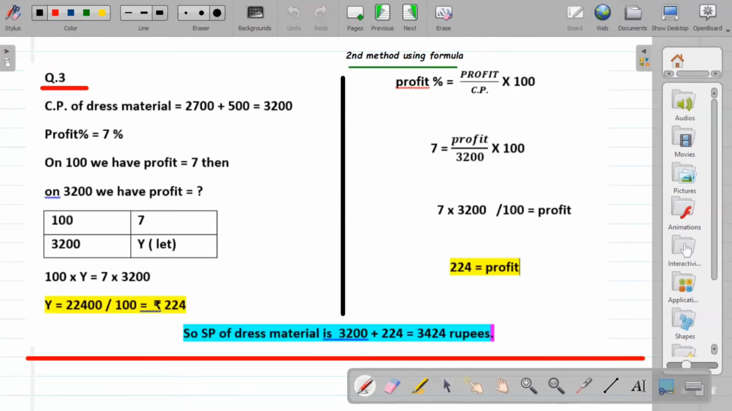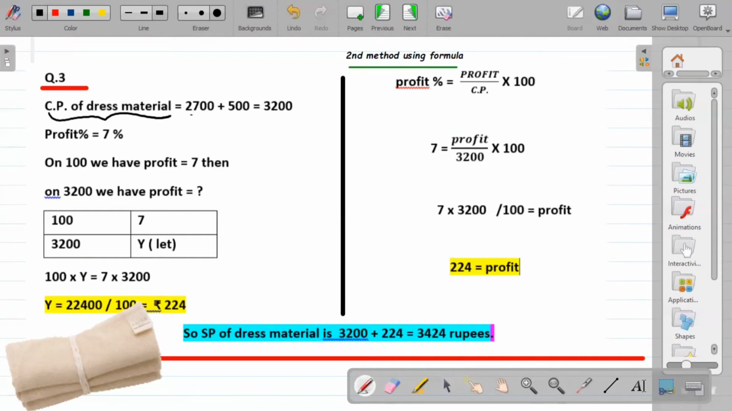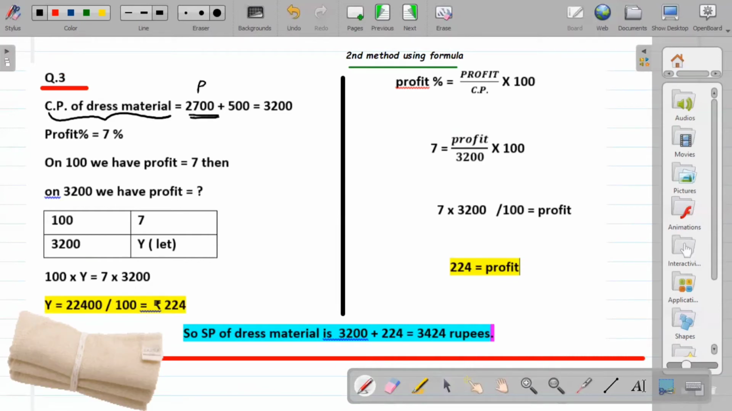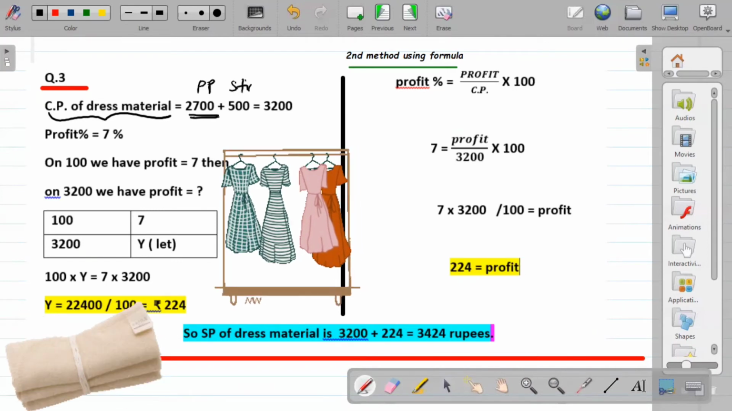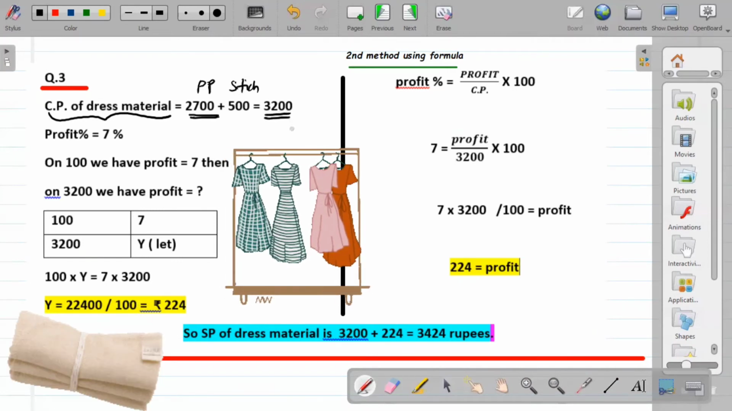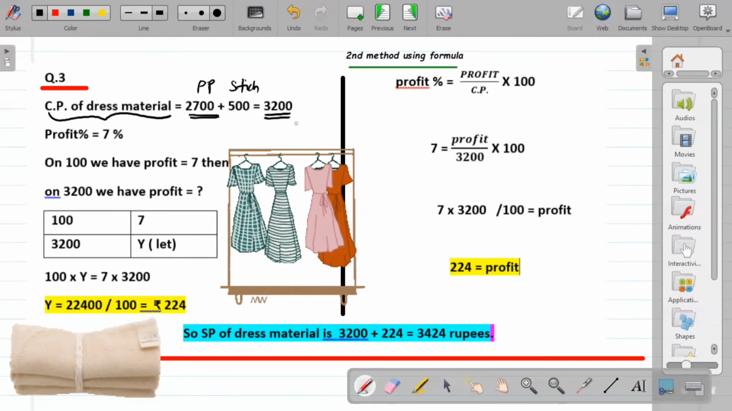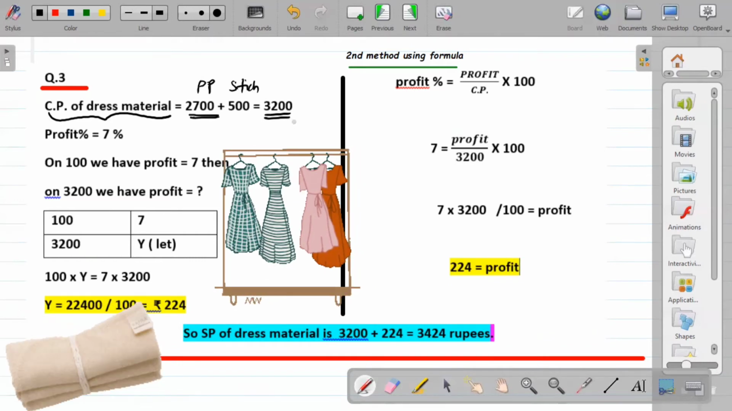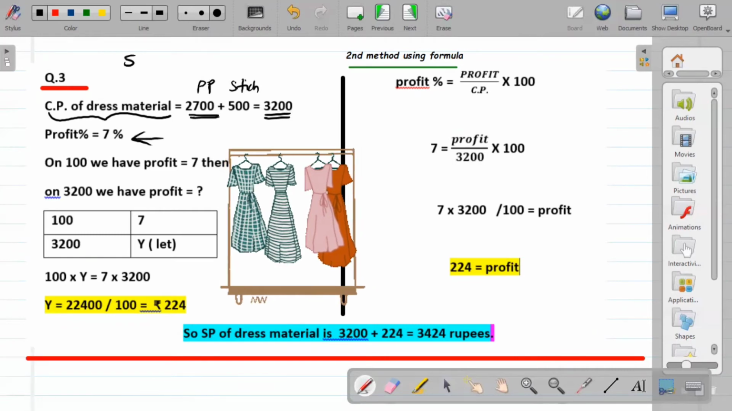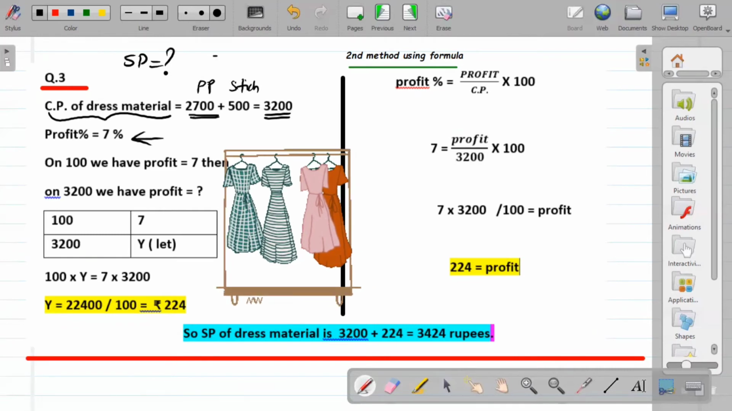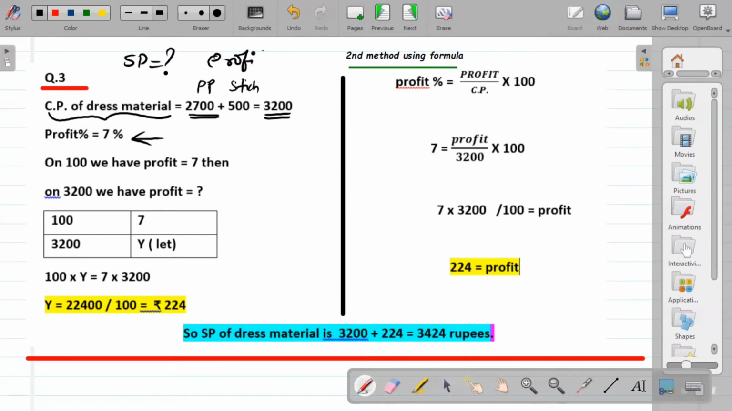Okay, now let's have the second one. The cost price of a dress material is 2,700 as the purchasing price and 500 is the stitching charges. So in total my dress was prepared for 3,200 rupees. Got it? But after selling, I got a profit of 7%. Now here we don't know SP, and we also don't know the profit. We just know the profit percentage. From that also we can calculate the value.